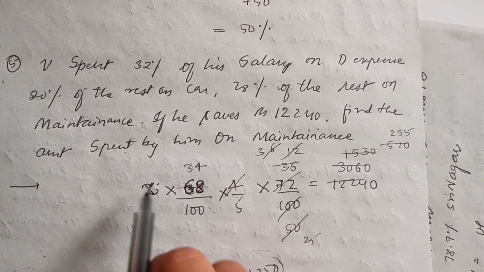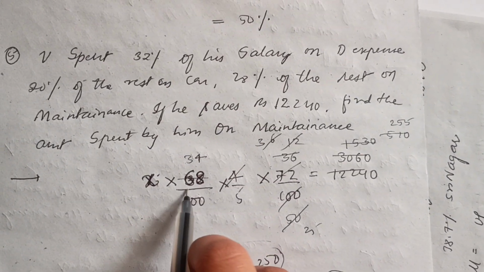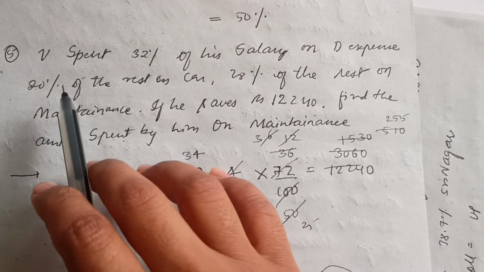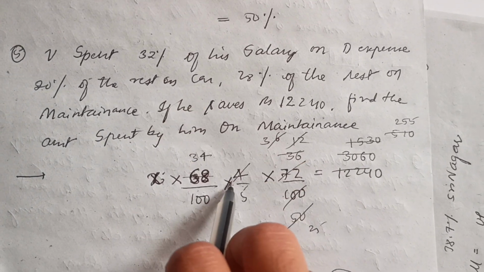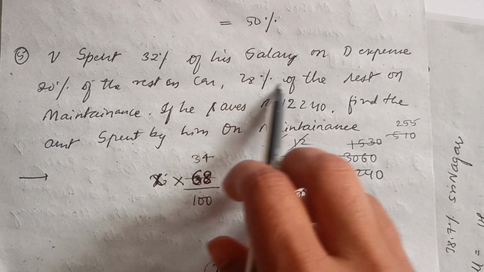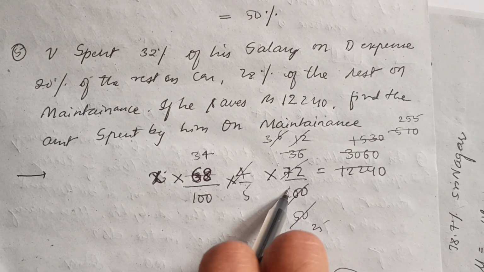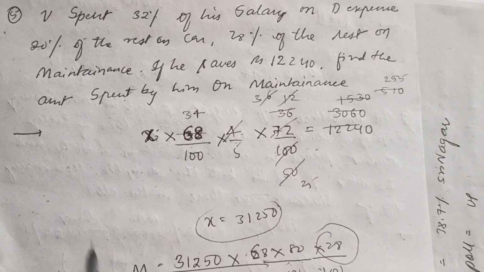Then 32% he spends on the daily expense, so he will be left with 68 by 100. That should be multiplied by what remains after he spends 20% on the car, that is 4 by 5. Then he spends 28% of the rest on the maintenance, which means we will be left with 72 by 100. So that should be equal to 12,240.